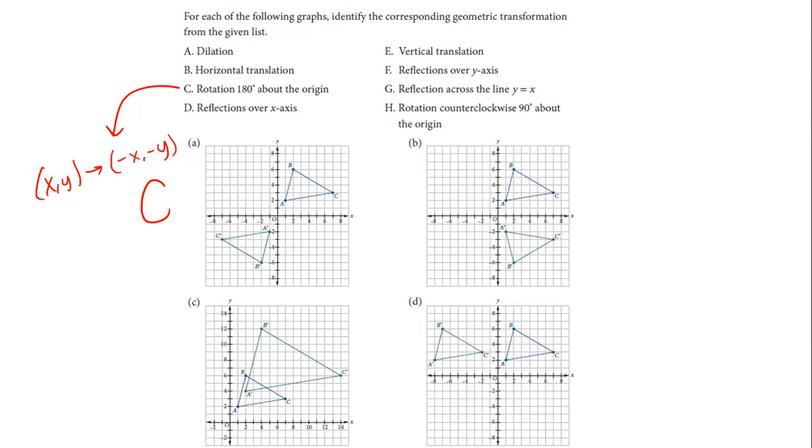What'd you get for B? What'd you get, D? We got D. It is. Oh, you're supposed to put the letters.